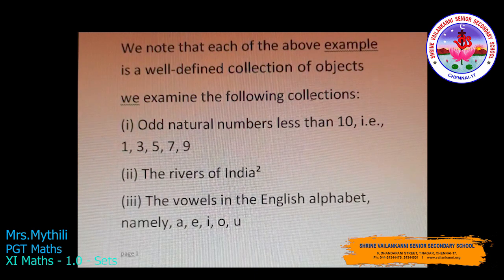For example, odd natural numbers less than 10. That is, the elements are 1, 3, 5, 7, 9. All the elements possess a common property. That is, they are the odd natural numbers which are less than 10. The second one, the rivers of India. The third one, the vowels in the English alphabet, namely A, E, I, O, U. No other letter possesses this property of the vowels in the English alphabet. So, the set is a well-defined collection of objects.